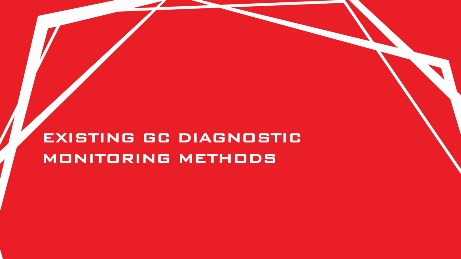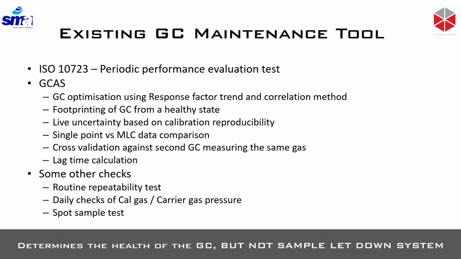Now we'll have a look at the existing GC diagnostic monitoring methods. On here, I'm not going to discuss in detail every single one of them, but I'm just going to show you what's available right now to confirm that our GC is in a good state. The first one is the ISO 10723 method, and this is normally done either once a year or once every periodic performance time.